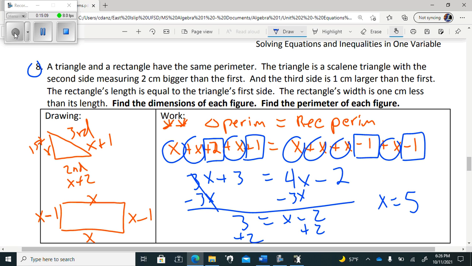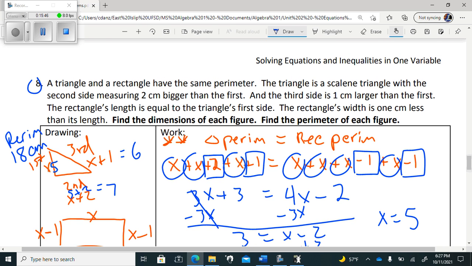All right, so in place of x, I'll put a 5, so the first side of the triangle is 5. The second side is 5 plus 2, which is 7. And then the third side is 5 plus 1, which is 6. So that perimeter would be 18. And what are these units? Centimeters.